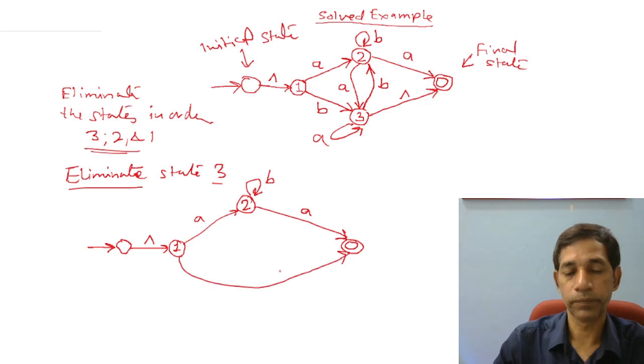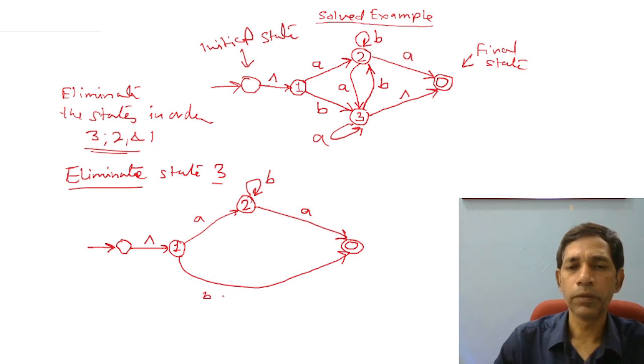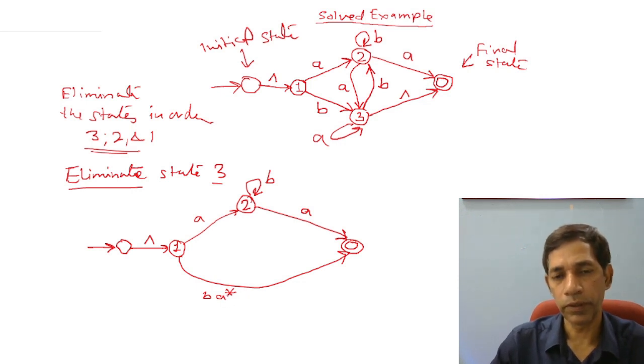From 1 to the final state, what is the resulting label? From 1 you are going to the state 3, and this is for the B. Then at the state 3 we have the loop. So B A clean star, and then you are going to the final state for the null. Once you concatenate null, the result is B A clean star.